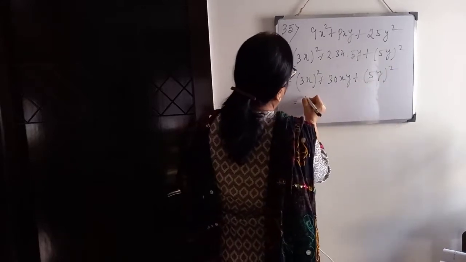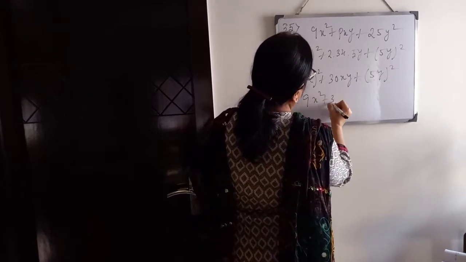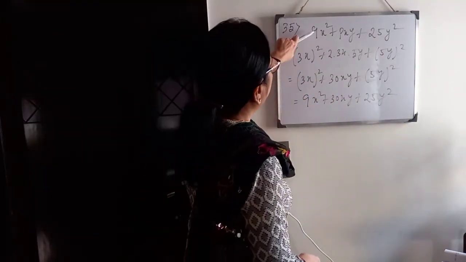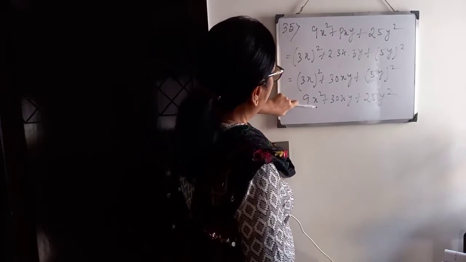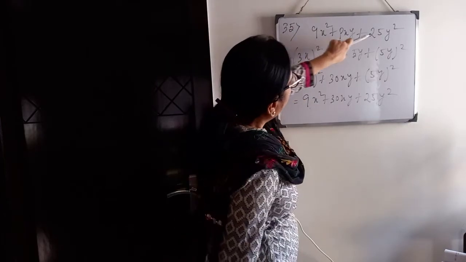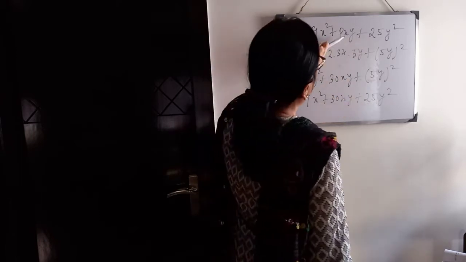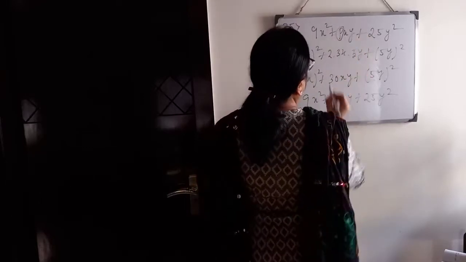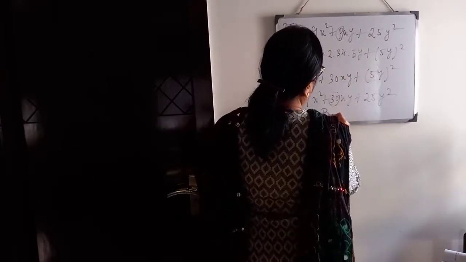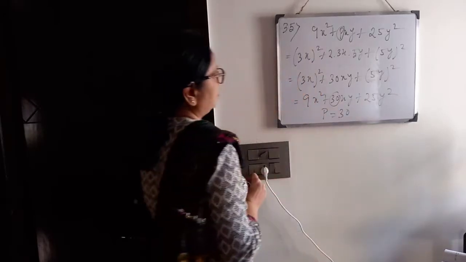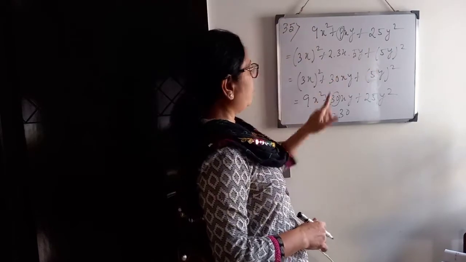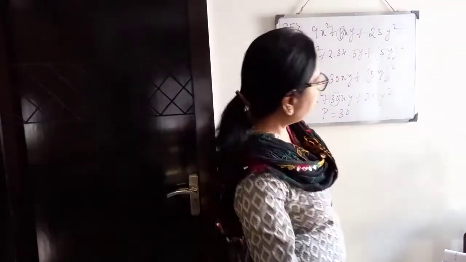So if we come, this is 9x square plus 30xy plus 25y square. Now if we compare this one and this one, you see 9x square, 9x square. There is 25y square, 25y square. pxy, 30xy. So in place of p, what we are getting after calculation? 30. Value of p here we are getting 30. Clear? When we are doing it by using plus sign, then the value is coming positive, plus 30.